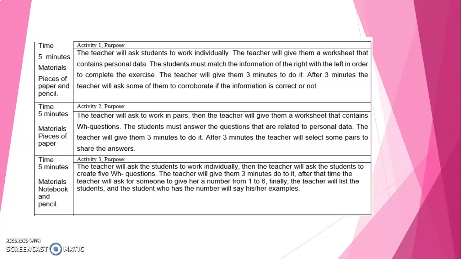For the first activity, the teacher will ask students to work individually. The teacher will give them a worksheet that contains personal data. The students must match the information on the right with the left in order to complete the exercise. The teacher will give them 3 minutes to do it. After 3 minutes, the teacher will ask some of them to check if the information is correct or not. Time: 5 minutes. Materials: piece of paper and pencil.